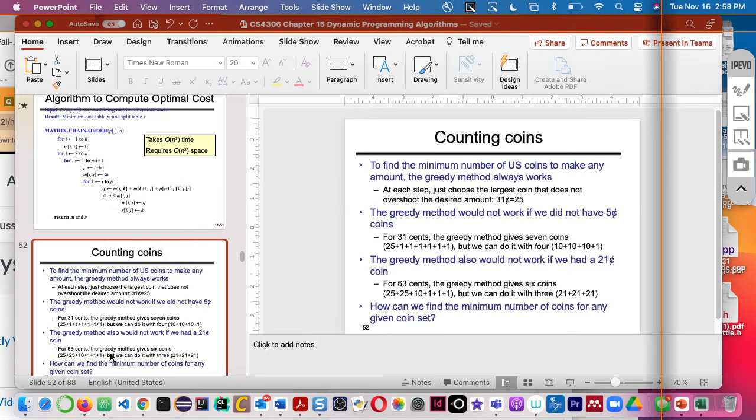Another question maybe can be counting coins. For instance, how many possible ways can there be to make $1 with the coins we have in the market? We have a penny, right? We have a nickel. We have a dime, 25 cents, right? 50 cents, and maybe $1 itself. So there are maybe six kinds of coins we have in the US market.